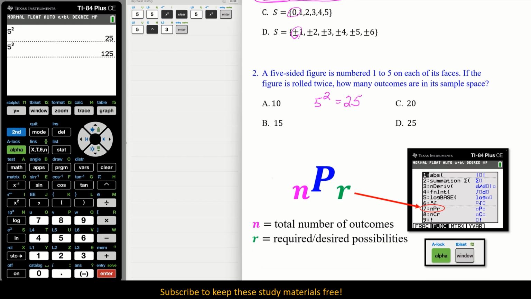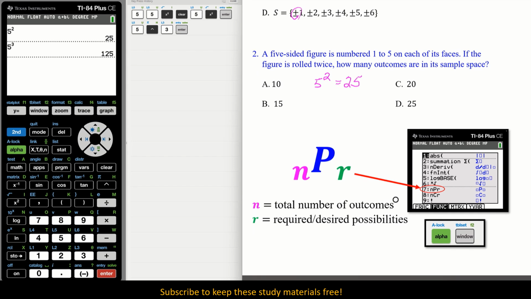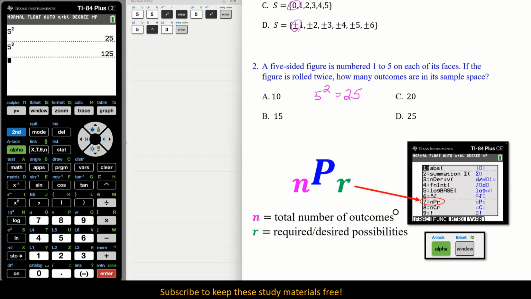Now the next items look like they're going to use permutations. Let's look at that before we move on. Well, what does this mean? For one, we can use our calculator. N is the total number of outcomes, and R is the required or desired. So let's move on to number 3 and see how to use that.